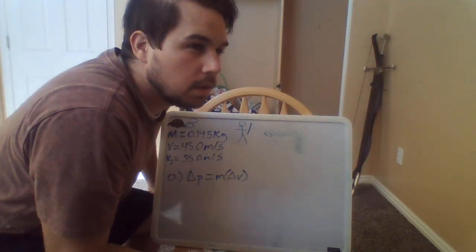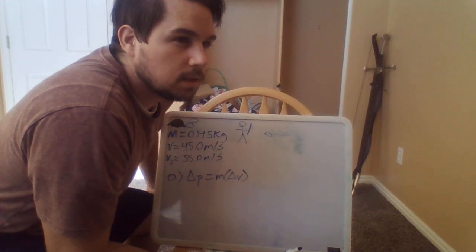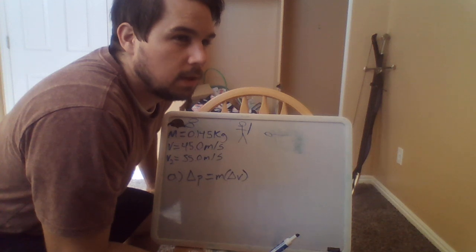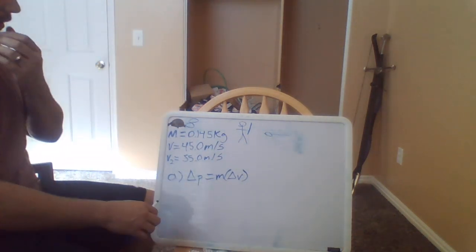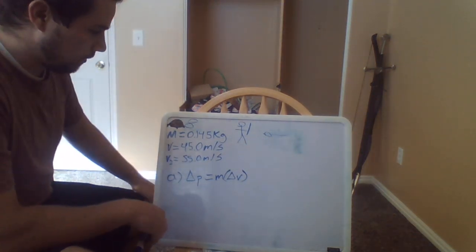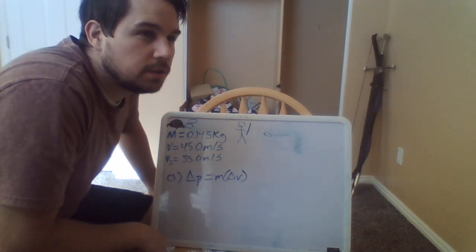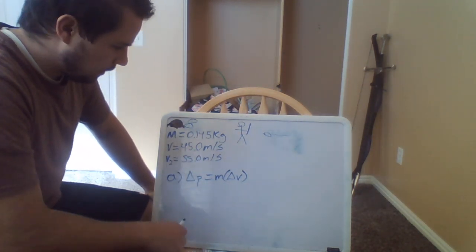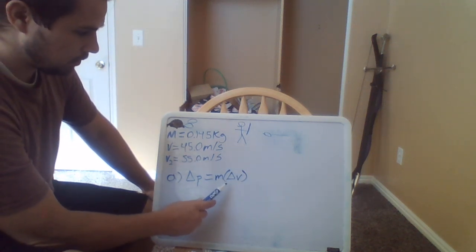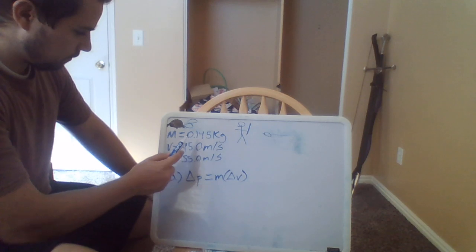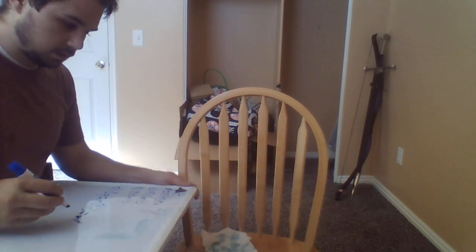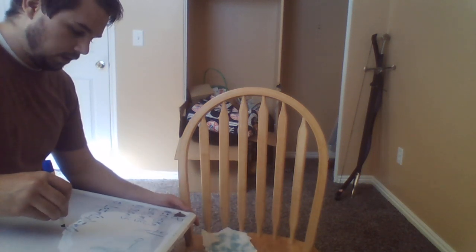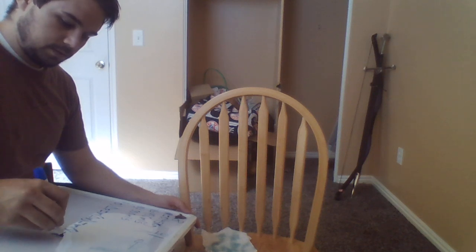We are trying to find the magnitude of the change in momentum of the ball and of the impulse applied to it by the bat. So we have delta P for the change in momentum. That's going to be equal to m times delta V, and we have two velocities here, so that's m times our final velocity V2 minus our initial velocity V1.